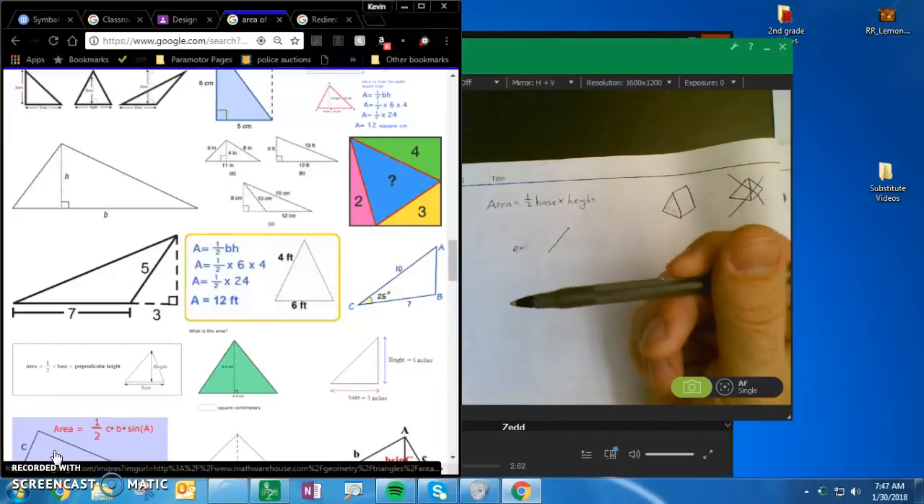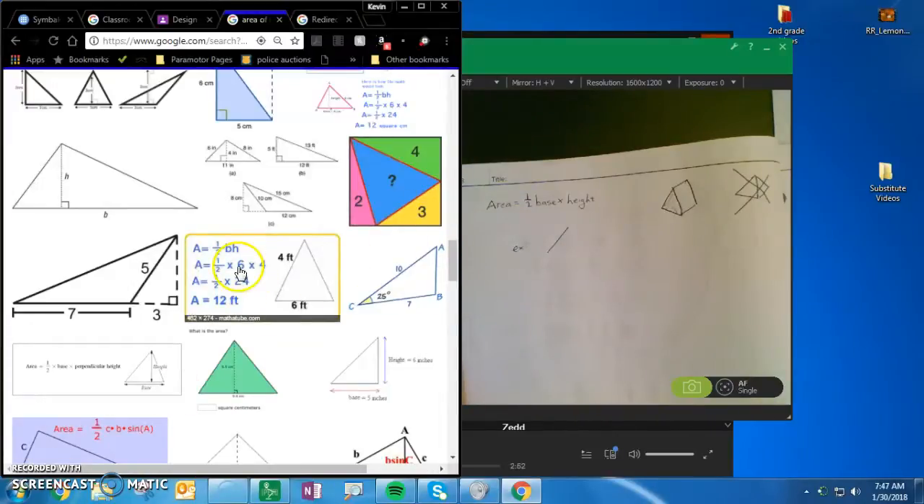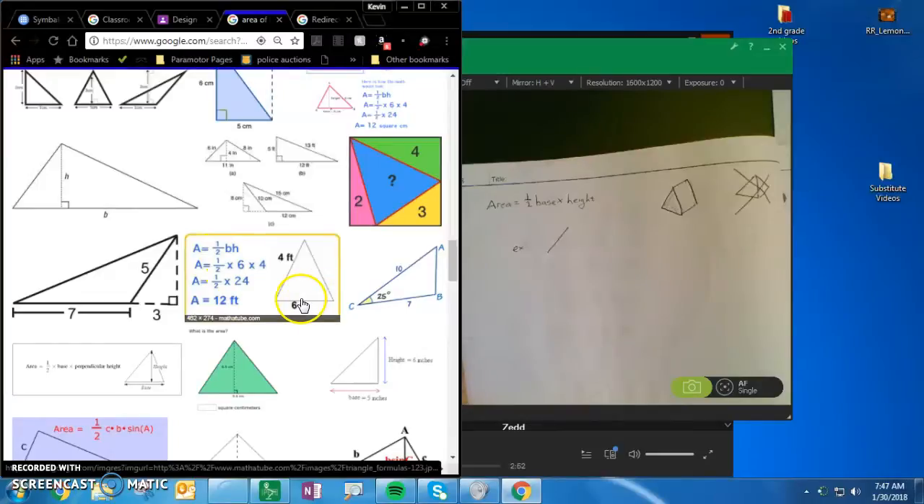Now if you look at my example, it's in the middle. I'll show you with the mouse. The area equals half the base times the height. So here the base is the bottom. So area is 1/2 times 6 times 4. It's 1/2 of 24. The area for this example would be 12 feet.